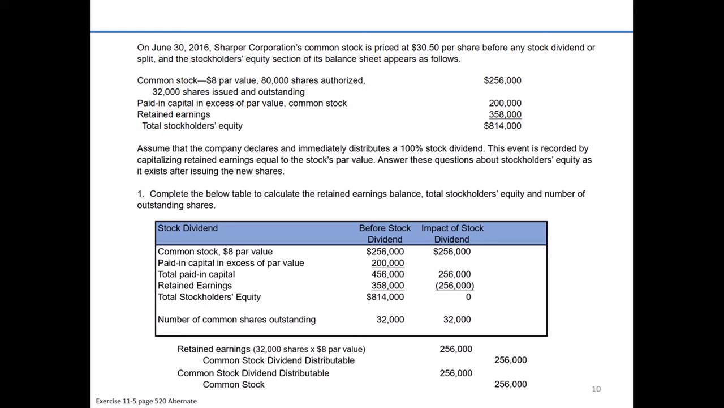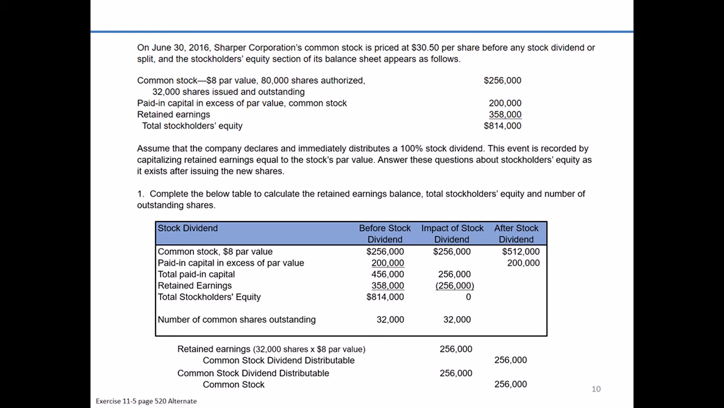An important thing about a stock dividend, in essence, it's a redistribution. It's a redistribution of retained earnings to our paid in capital or contributed capital account. So we're just moving money around within the equity components. So how do we summarize this all together? This is just the impact of the stock dividend itself. What is equity after the stock dividend? Well, common stock is a combination of the original $256,000 plus an additional $256,000 that got moved out of retained earnings. So now common stock is $512,000.